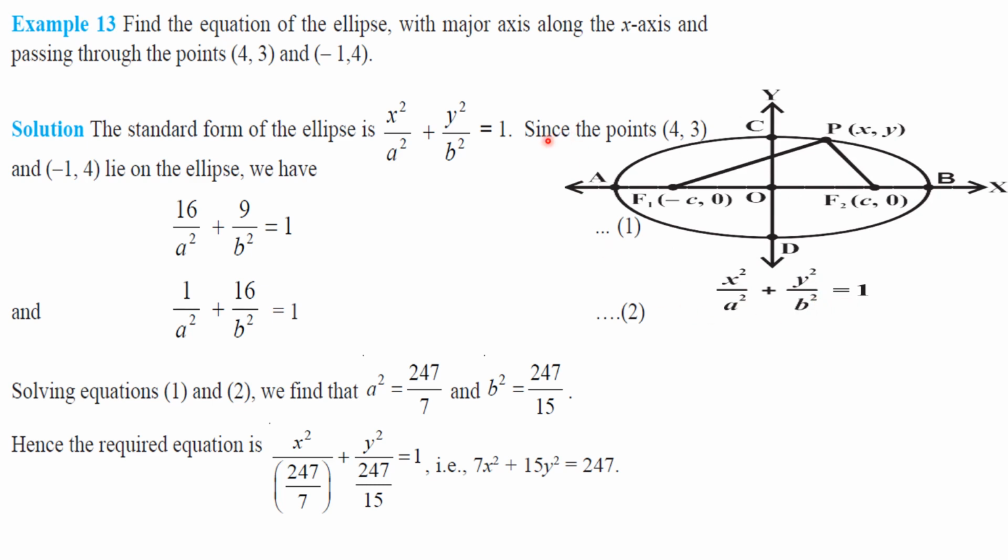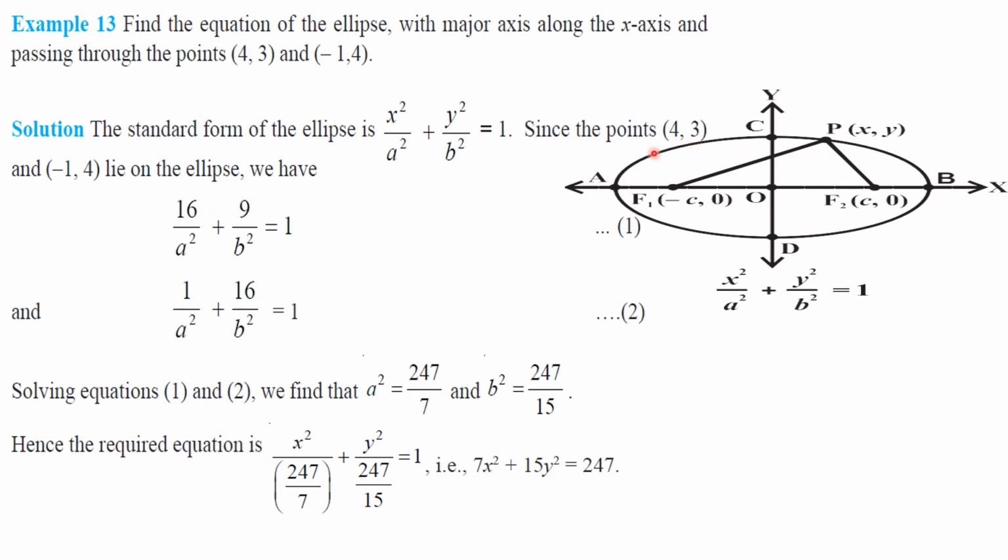Right. And what is the another hint given here? The ellipse is passing through these 2 points, means these 2 points satisfy the equation of the ellipse. This point lies on the ellipse and the second point also lies on the ellipse. So let us substitute this first point 4, 3 in the equation of the ellipse. In the place of x, we substitute 4, and in the place of y, we substitute 3.